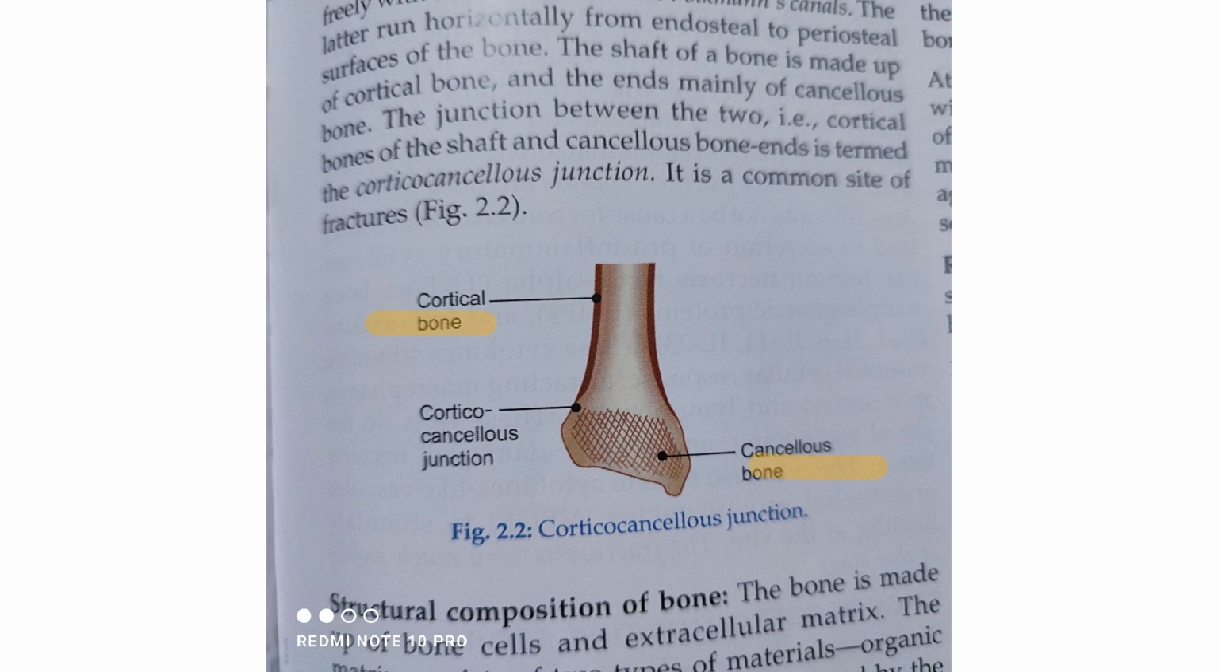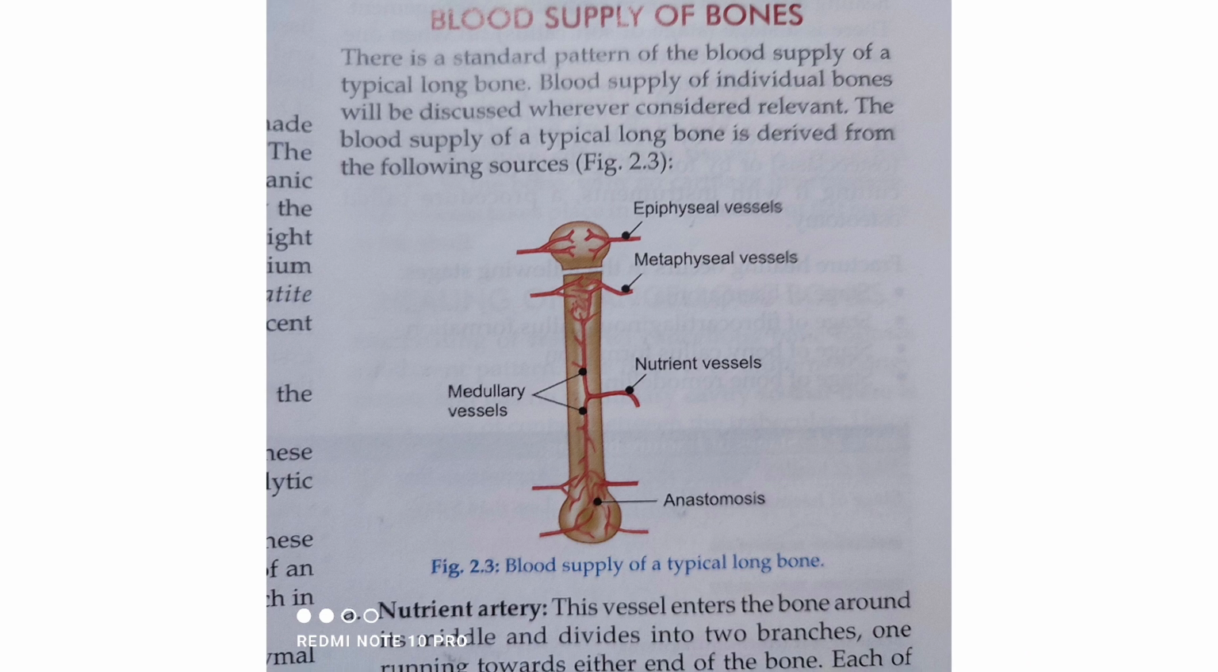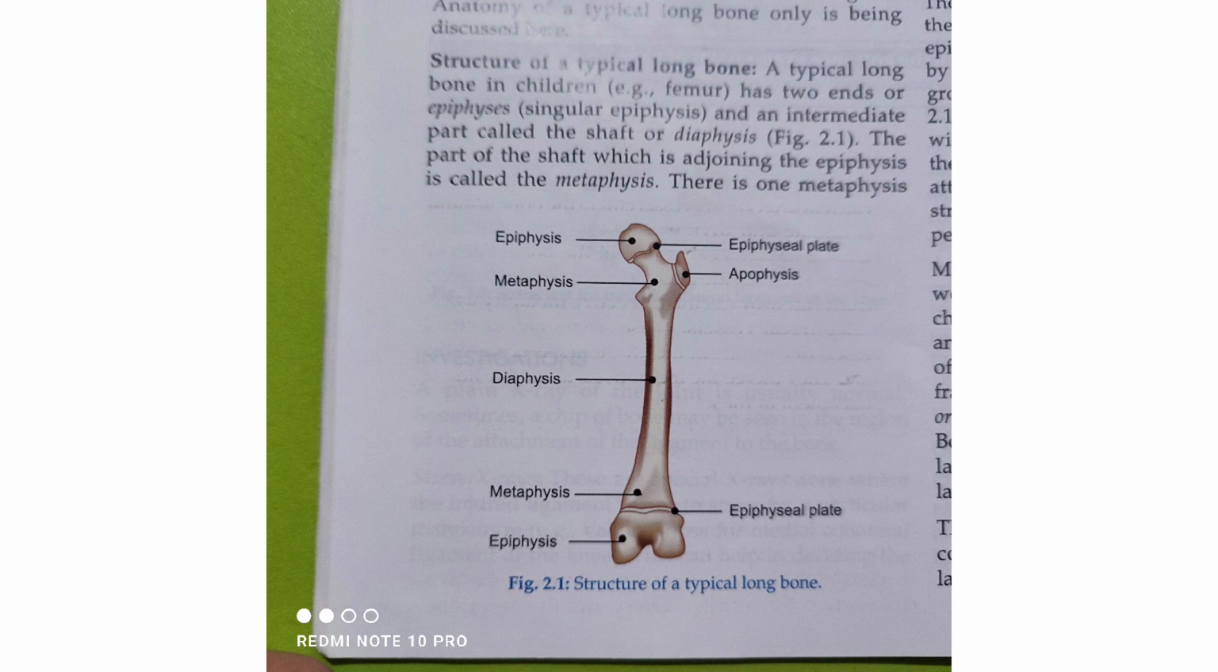Cancellous bone, cortical bone, corticocancellous junction. Nutrient vessel, medullary vessel, anastomosis, metaphyseal vessel, and epiphyseal vessel. Okay, apophysis.